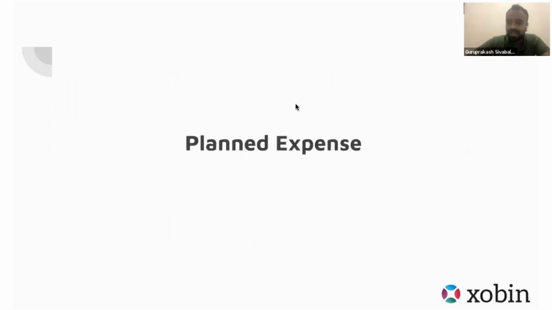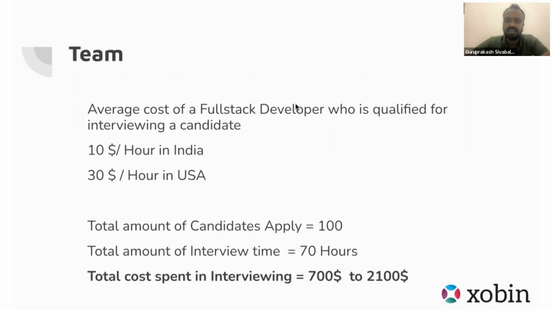Now, let's talk about planned expenses for your recruitment process. The first is the time of your team. To hire a senior full stack developer, the person who is qualified to interview him would ideally be paid somewhere close to $10 per hour in India, or 3 times that in the USA, meaning $30 per hour in the USA. I'm talking not about the candidate you're hiring, but your internal team member, the hiring manager, the VP of engineering, who is going to interview this candidate. This is their cost.